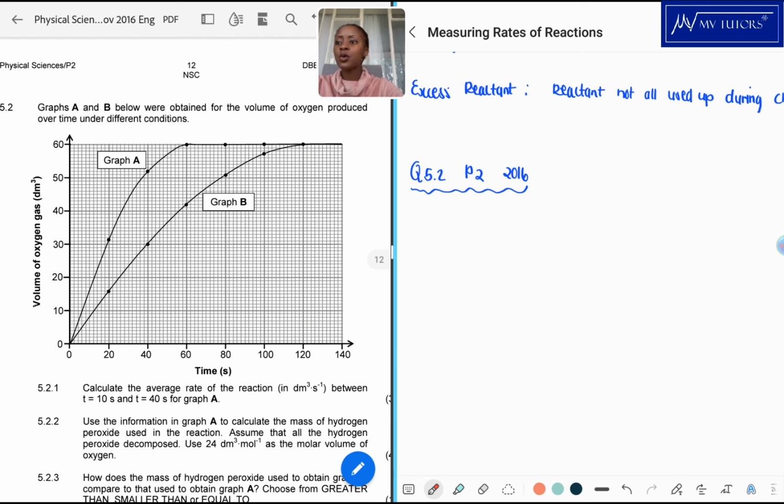Alright, so on the y-axis, your dependent variable, that is the volume of oxygen gas, measured in cubic decimeters. And then on the x-axis, which is time in seconds, that is your independent variable, because time is independent, like Destiny's Child. Okay, so basically that is measured in seconds. And then yeah, let's go ahead and answer the questions.